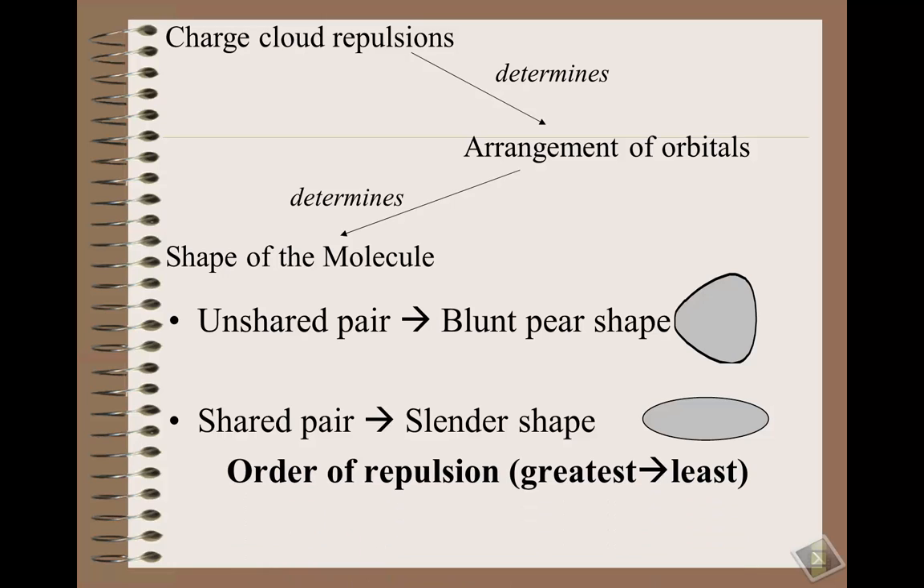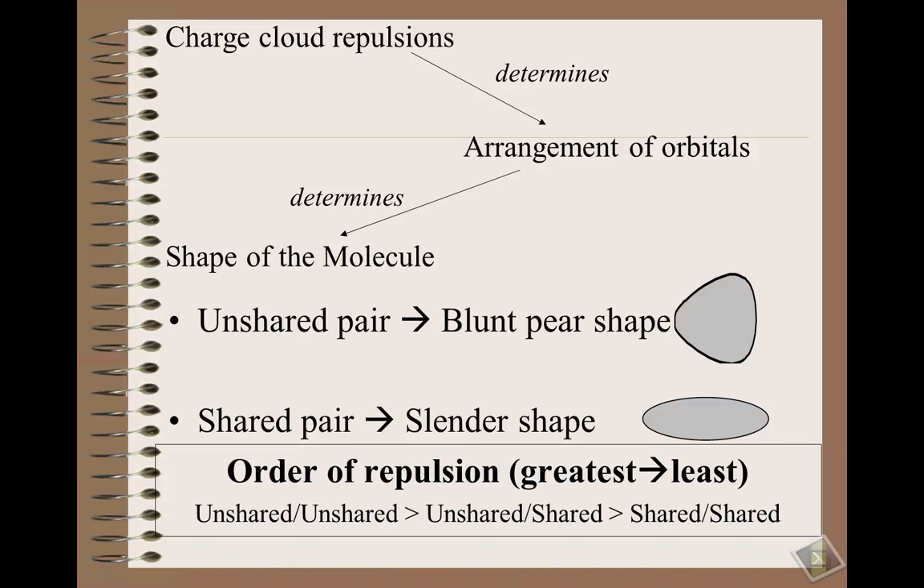So in order of repulsion, the greatest amount of repulsion would be between two charge clouds that are the largest shape. So if you have two unshared pairs about a central atom, that's going to create an enormous amount of repulsion, and any shared pairs that there might be, or we think about bond angles between atoms, is going to be much more constrained. Next in order would be one of each, one of the larger charge clouds and one of the more slender ones. And finally, if you have adjacent charge clouds that are both bonding pairs or shared pairs of electrons, that would create the least amount of repulsion.